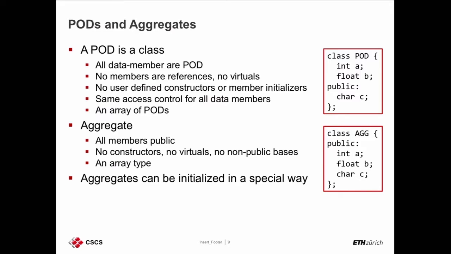So for a POD class, all the data members of this class have to be PODs. They cannot be references or virtual members of this class. There are no user-defined constructors, so it obeys the zero rule, no constructors at all. And the same access control for all data members. So they are all public or all private or all protected, and an array of PODs is also a POD.